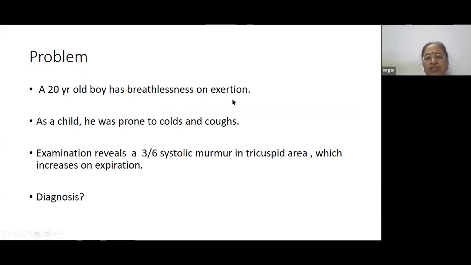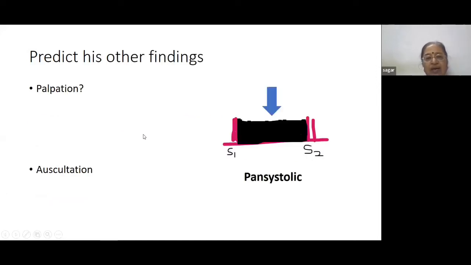Right. So let's look at this problem. A 20-year-old boy has breathlessness on exertion. As a child, he was prone to colds and coughs. He has a 3/6 systolic murmur in the tricuspid area, which increases on expiration. Now, there is the clue to you. Though it is the tricuspid area, it's increasing on expiration. Systolic murmur, what is the diagnosis? He is 20 years old, prone to cold and cough. So that's where we make the diagnosis of a VSD. Now, what I want you to do is to predict these other findings.